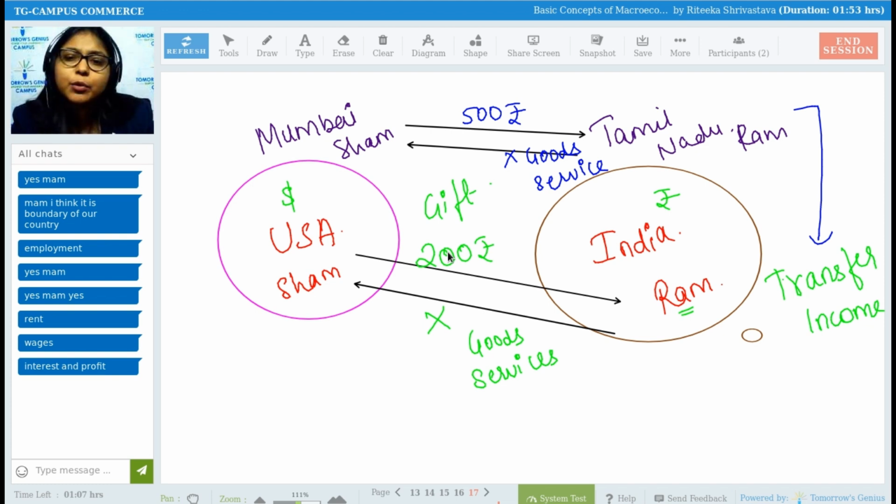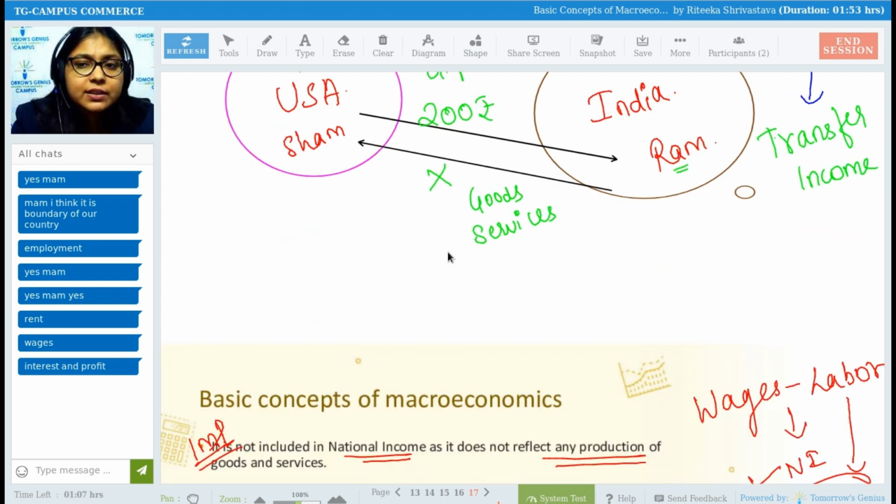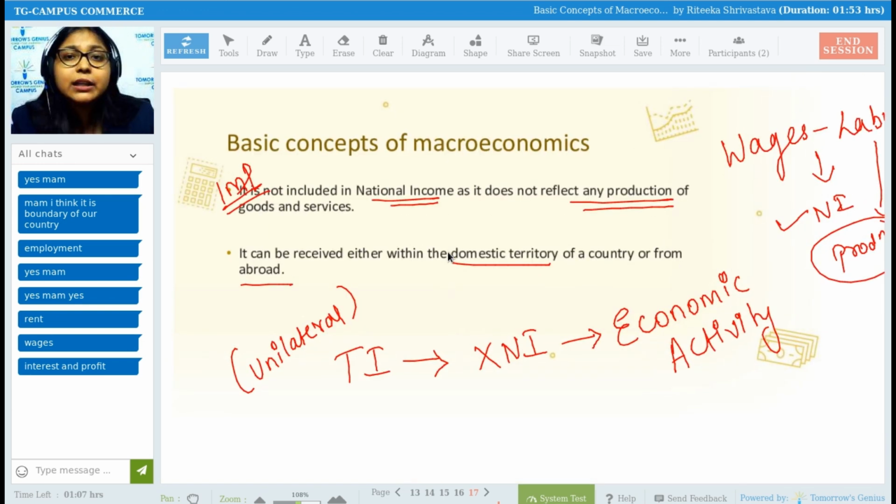So what will he do? He will not provide any kind of goods and services. That means no economic activity is taking place over here. Nothing is getting produced in the economy. Nothing is getting manufactured in the economy. And that is the reason we will not include it in our national income. So always remember, transfer incomes are never included in national income, but factor incomes are always included in national income, because factor incomes are the incomes which are generated out of providing services. Transfer incomes are just the one-sided incomes or the unilateral incomes.